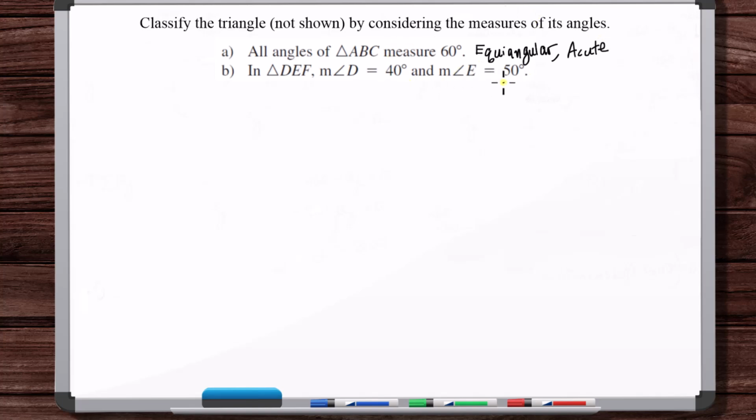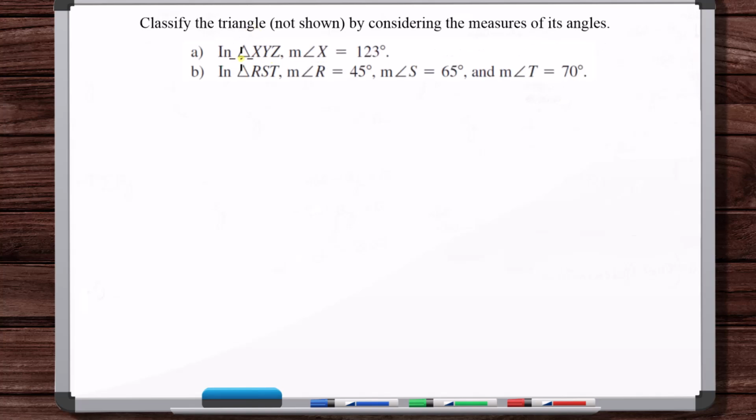Here, okay, maybe this is an acute triangle, but 50 plus 40 is 90, and there's only one angle left, and the sum of all the angles is 180. Well, then the other angle F must be 90, and we know that any triangle that has a 90-degree angle in it is a right triangle. It's not acute, it's not obtuse, it's a right triangle.